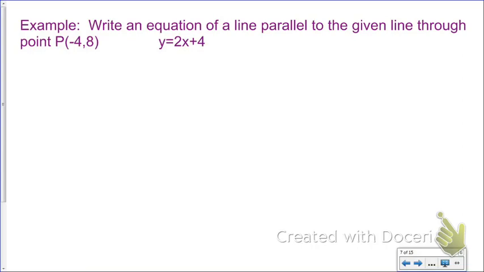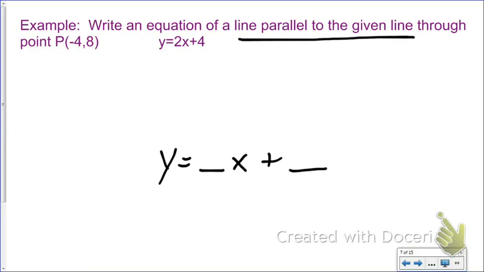Okay, next equation. Write an equation of a line that's parallel to the given line through the point -4, 8. Now this is one that you might remember from before break, that it was a little bit harder to come up with the b. It's going to be easy to come up with the m. So again, we're trying to fill in these two blanks, y equals blank x plus blank, and it says it's parallel to the given line. So this time the m is the easy part. Because if it's parallel to this equation, this line has a slope of 2, so my line also has a slope of 2. The hard part is coming up with the b.